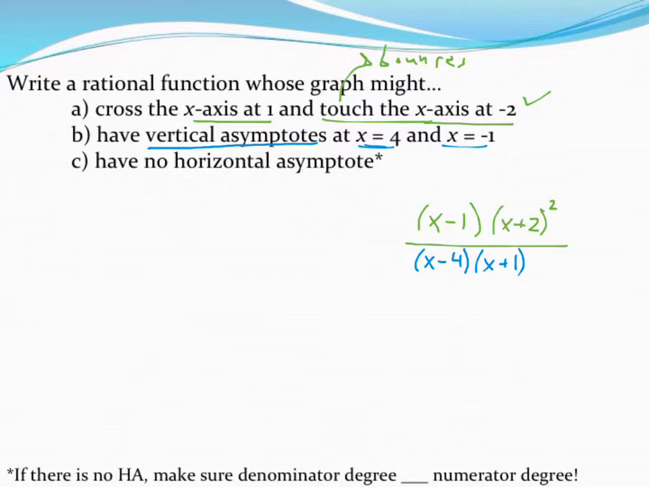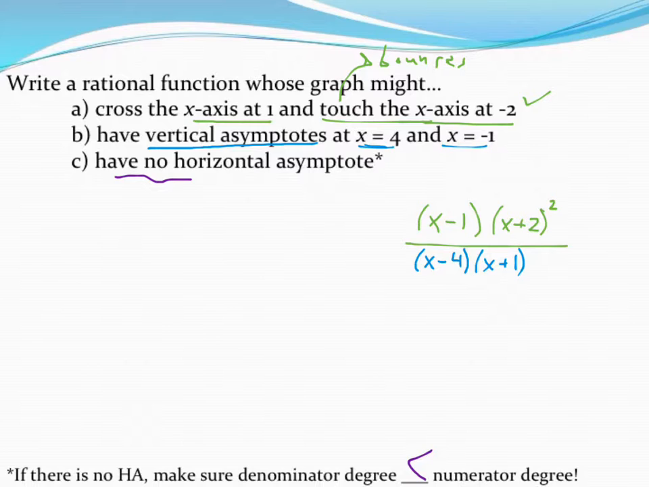Final piece of this puzzle then is any fine-tuning we might have to do, and that's going to be determined by the horizontal asymptote. This time we're told that we don't have a horizontal asymptote, there isn't one. And according to that chart we made the other day, and that's my note at the bottom here, if we don't have a horizontal asymptote, we have to make sure that the degree of the denominator is less than the degree of the numerator. In other words, there needs to be more degree in the top of the fraction than there is in the bottom.